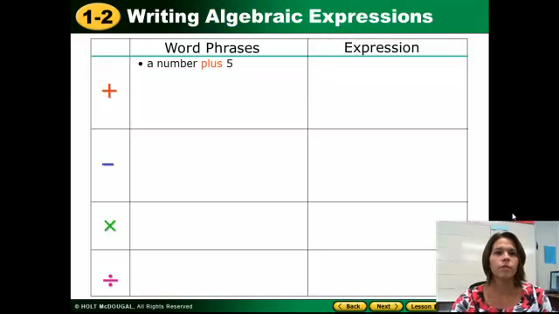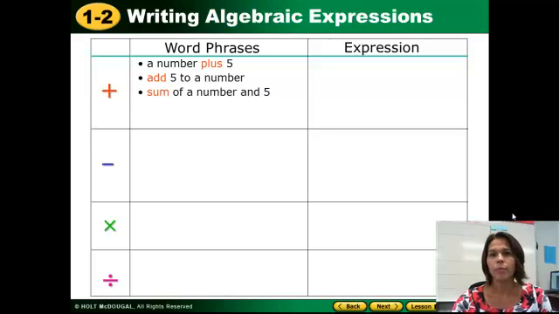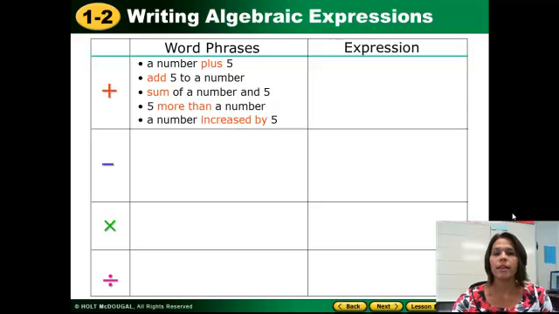Word phrases for addition. You can use the word plus, a number plus 5, add 5 to a number, sum of a number, which is the answer to an addition problem, 5 more than a number, and finally a number increased by 5. All of these are represented by n or some number plus 5. And remember, n is just any variable.